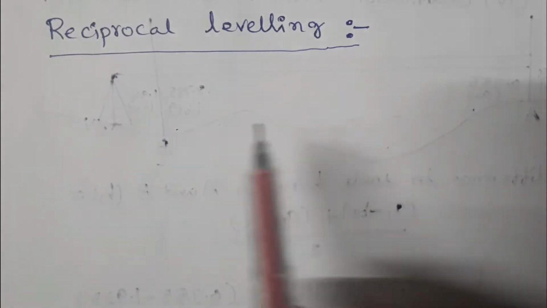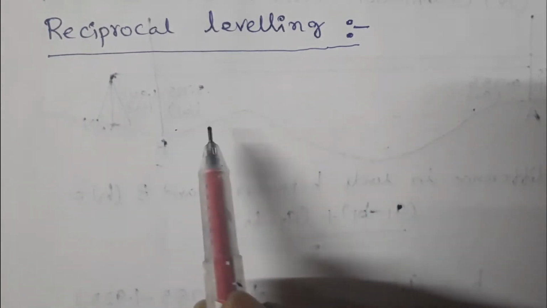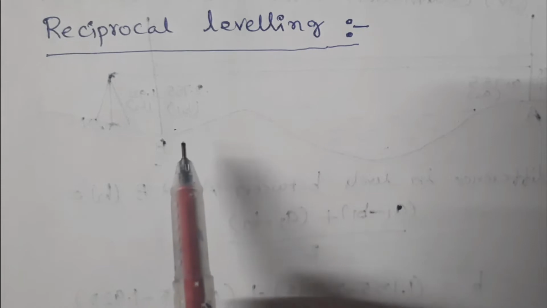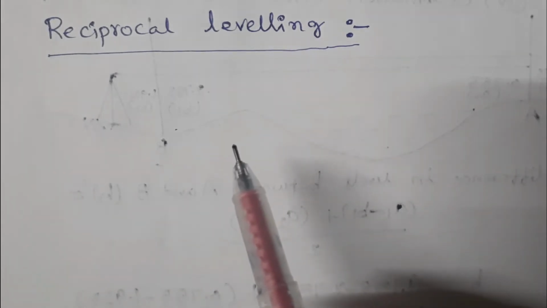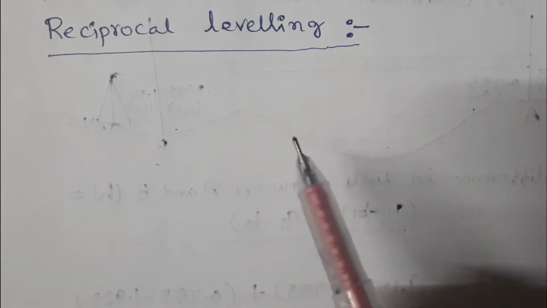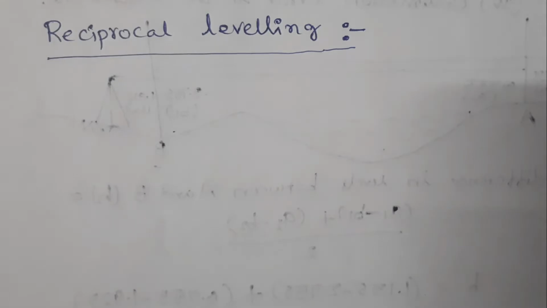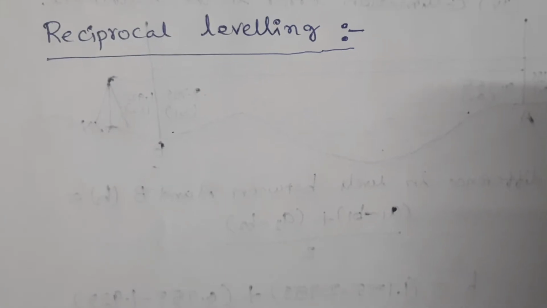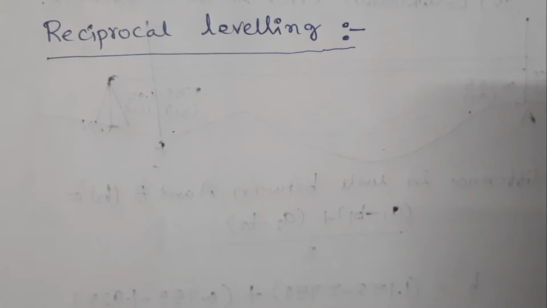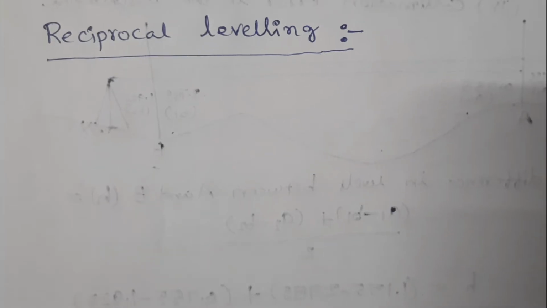Reciprocal leveling is one of the important methods of leveling. This method is preferred when it is not possible to set the instrument midway between 2 points. Reciprocal leveling is performed to determine the true difference of level between 2 points which are located on opposite banks of a river, and all the errors are eliminated using this method of leveling.